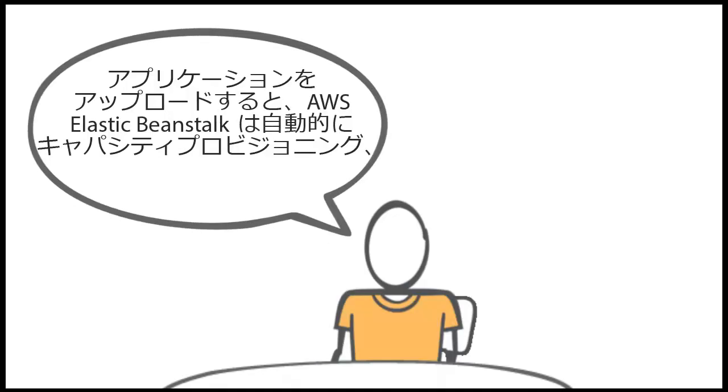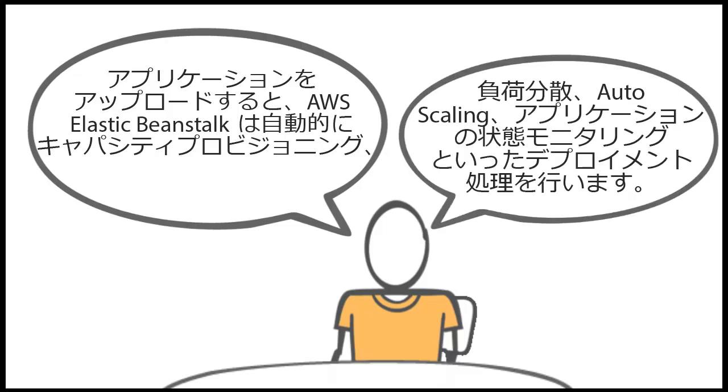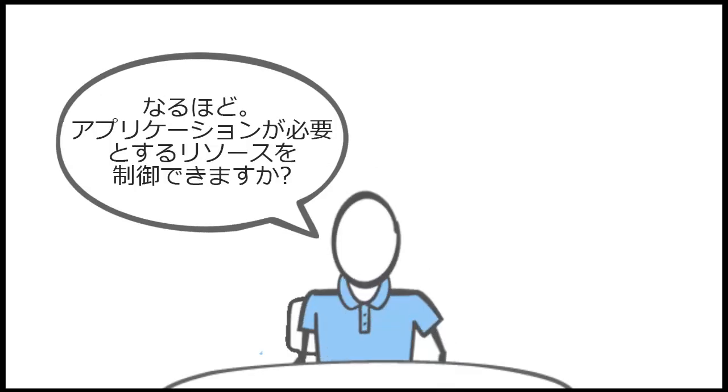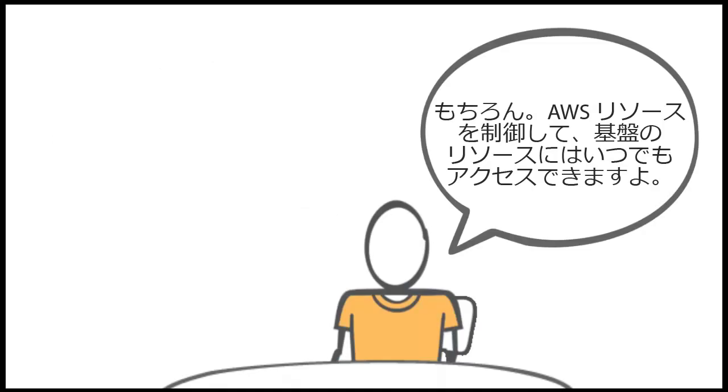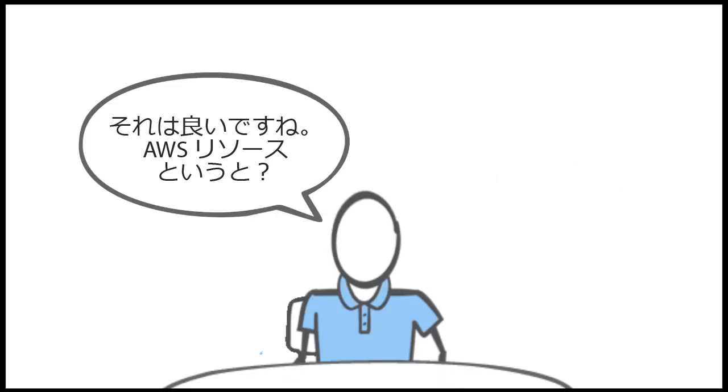After you upload your application, AWS Elastic Beanstalk automatically handles the deployment details of capacity provisioning, load balancing, auto-scaling, and application health monitoring. Hmm. Will I be able to control the resources powering my application? Definitely. You're in control of the AWS resources, and you can access the underlying resources at any time. Good to know. What are some of the other AWS resources?